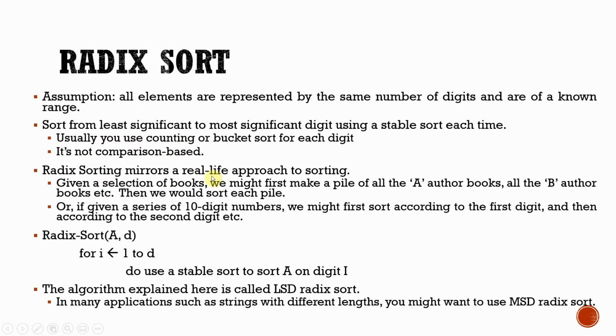Radix sorting mirrors a real life approach to sorting. Given a selection of books, we might first make a pile of all the A author books and all the B author books, then we would sort each pile. Or if given a series of 10-digit numbers, we might first sort according to the first digit and then according to the second digit, and so on. That's basically what Radix sort is. We use a stable sort for each digit and we go from the least significant digit to the most significant digit.